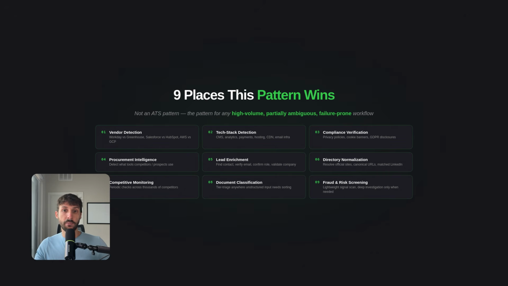Fifth, lead enrichment pipelines. Find the contact, verify the email, confirm the role, validate the company attributes. Most enrichment vendors charge you per record regardless of difficulty. Build it yourself with this pattern and the easy records cost almost nothing. Sixth, directory normalization. Resolve the official site, the canonical careers URL, the LinkedIn profile that actually matches the business. Anybody who's tried to clean a list knows this is a nightmare at scale. Tier it: cheap pass for the obvious matches, heavyweight for the ones that are ambiguous.